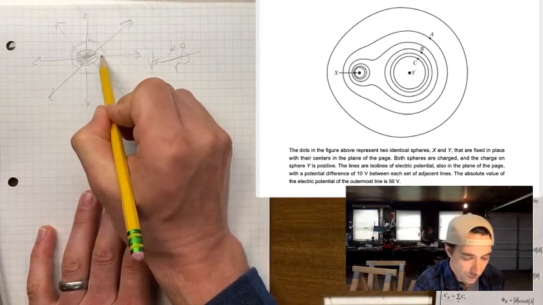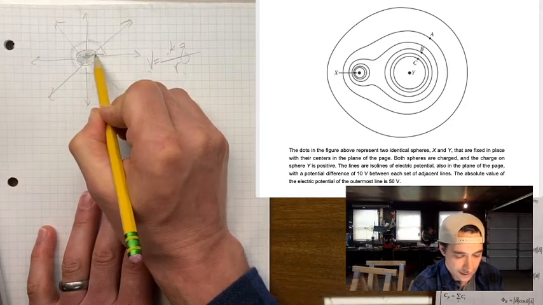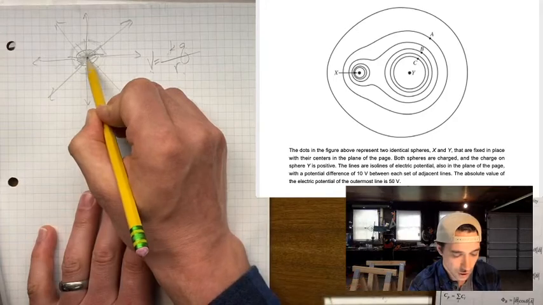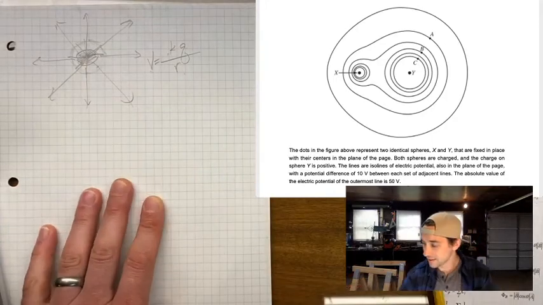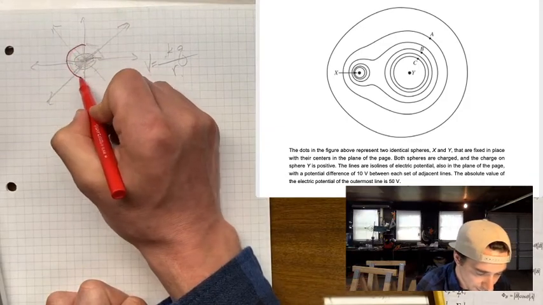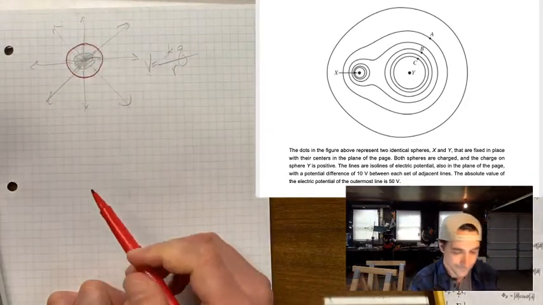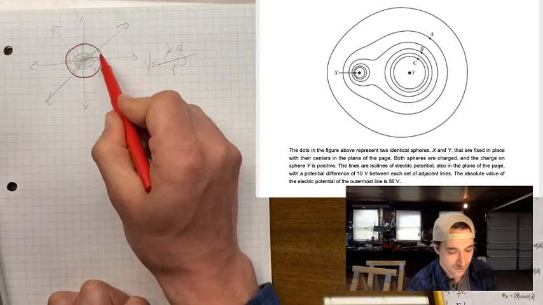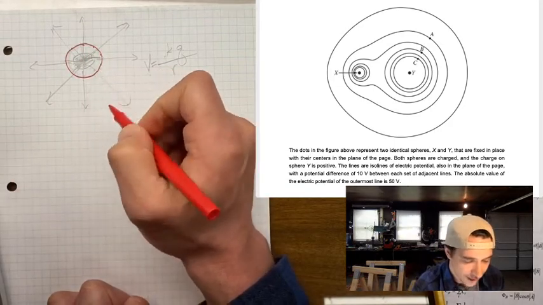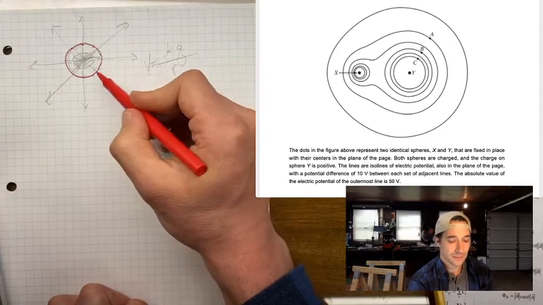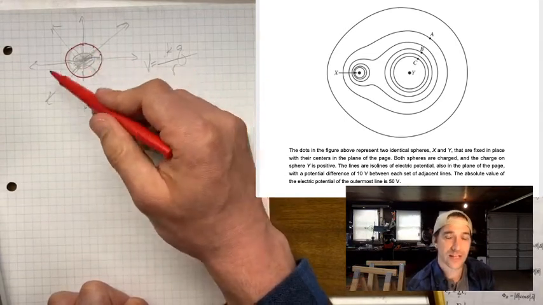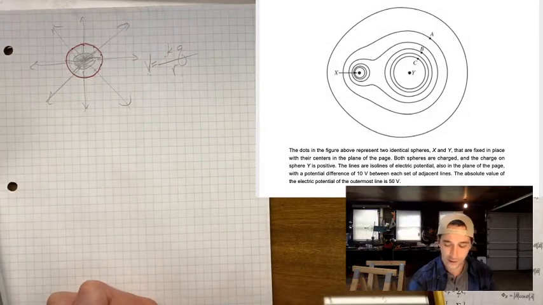So at all of these points in a circle around my charge, all of these are at the same distance. At this location, r is the same for every point on the circle, which means this red ring is an equipotential. All points on that red ring have the same electric potential.